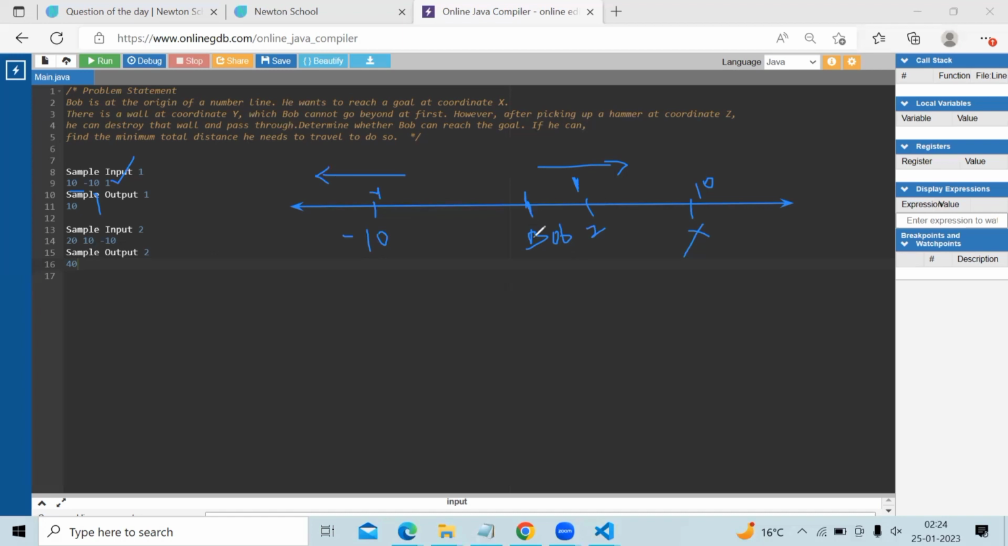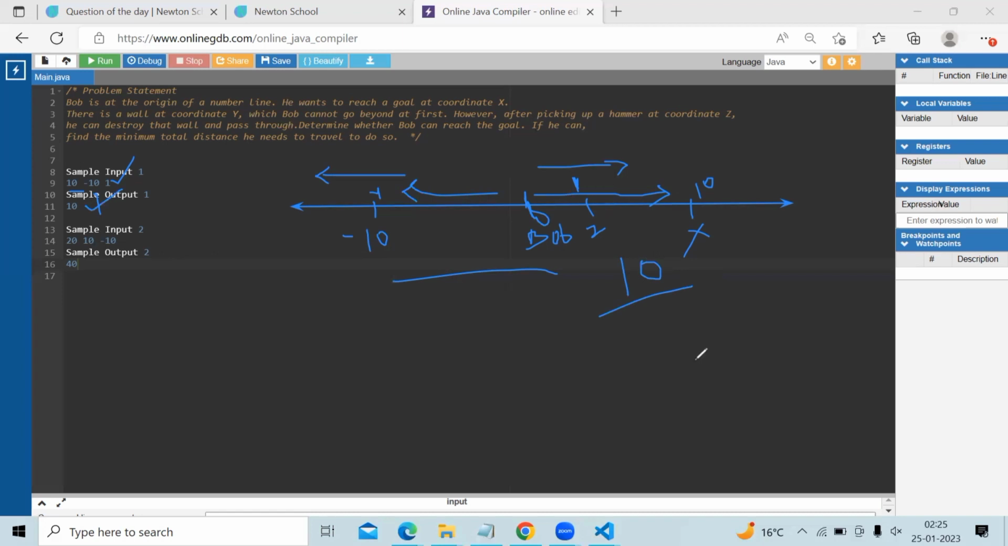So in this sample input you can see that between the goal and Bob there is no wall present. The wall is present at the left side of Bob, so the wall cannot interrupt Bob from reaching the goal, and he can directly reach the goal. So here the minimum distance to reach the goal is 10. Let's suppose this is 0, and 0 to 10 is 10. So the minimum distance to travel is 10.